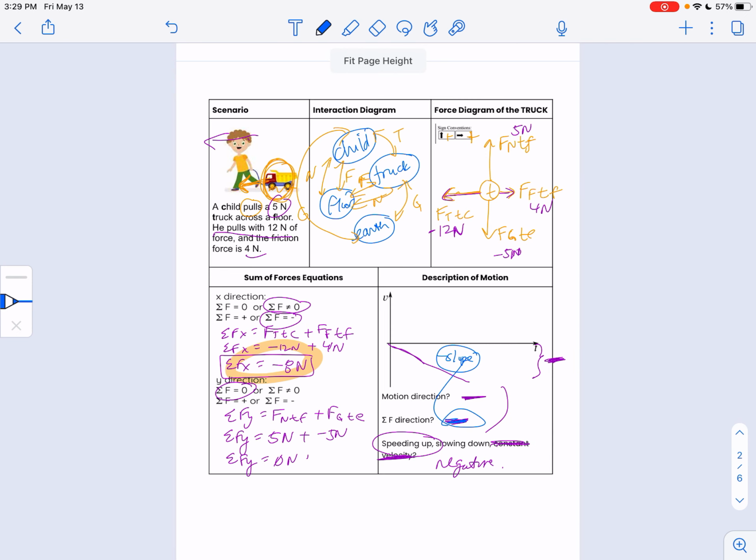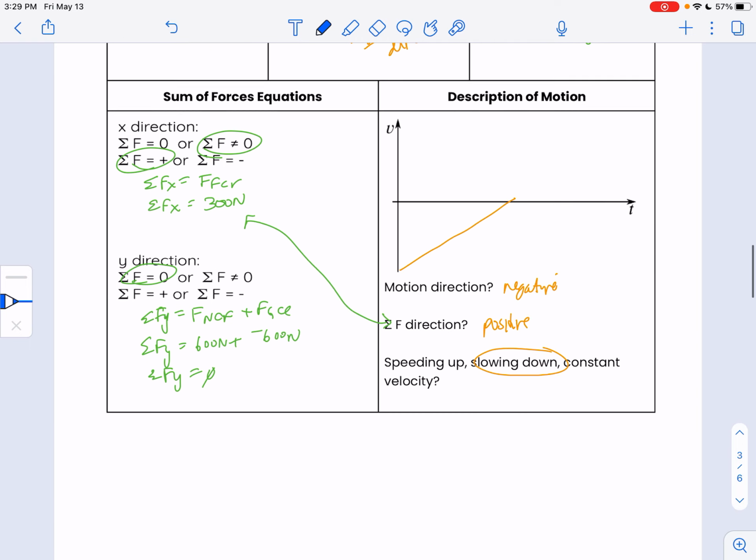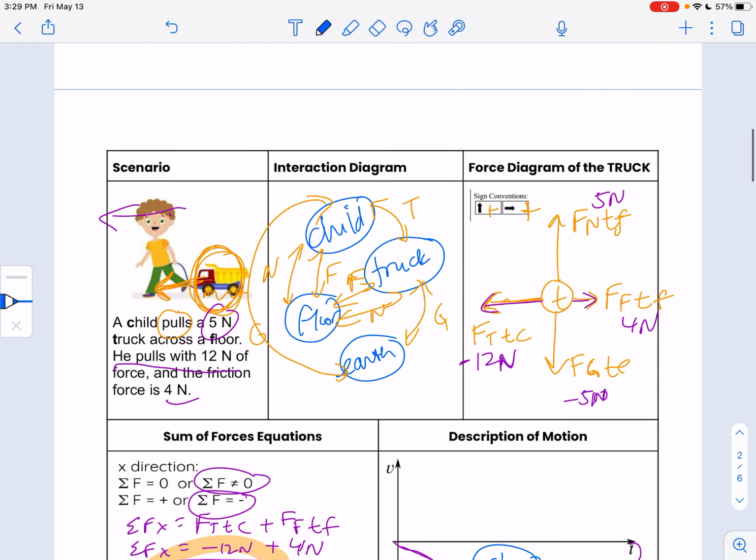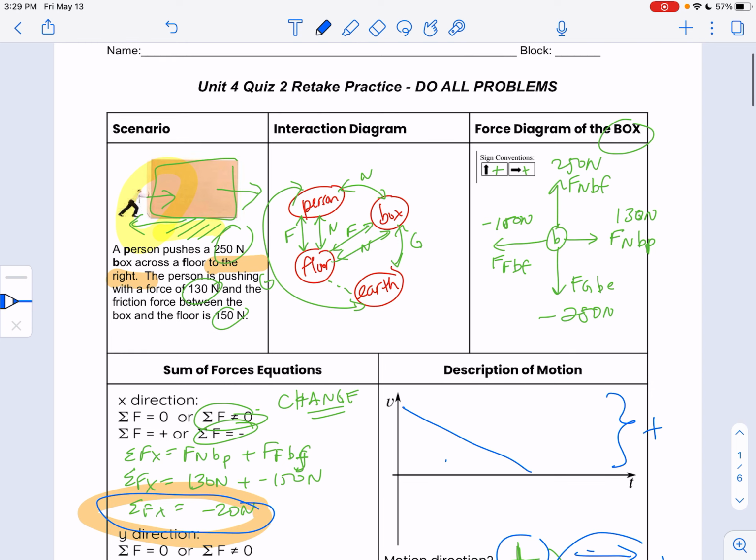So those are the first 2. There are 3 more you need to do. And then I'll post the answer key, but don't look at it until after you do it.